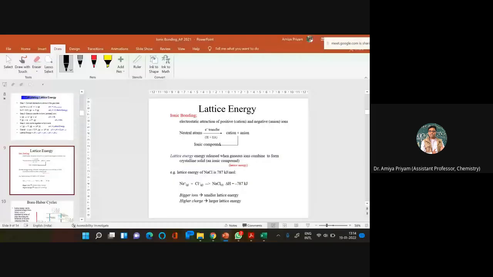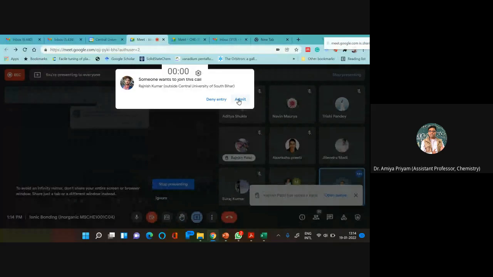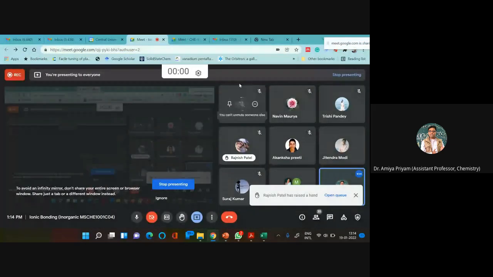So for further understanding this, you will also need to understand something we call radius ratio rules. We'll discuss that in the next class, and then further in-depth discussion on lattice energy will continue.